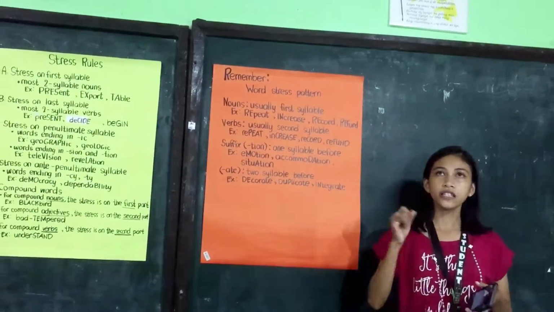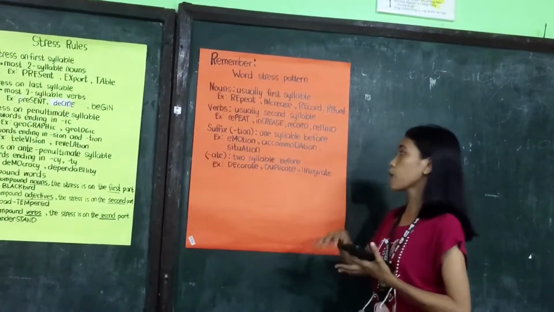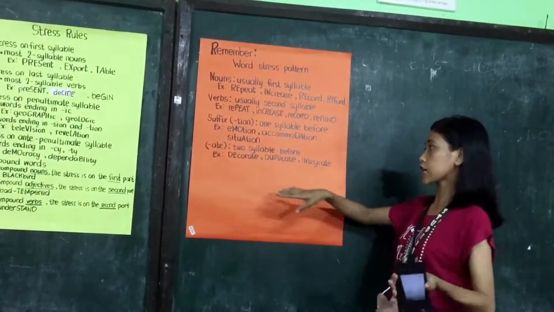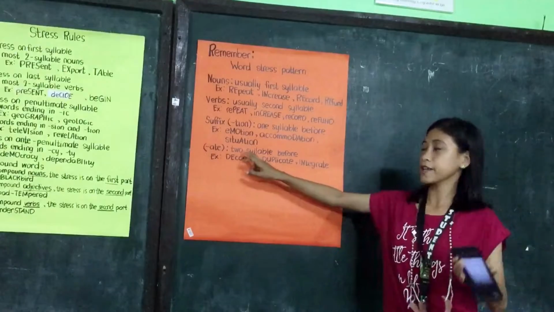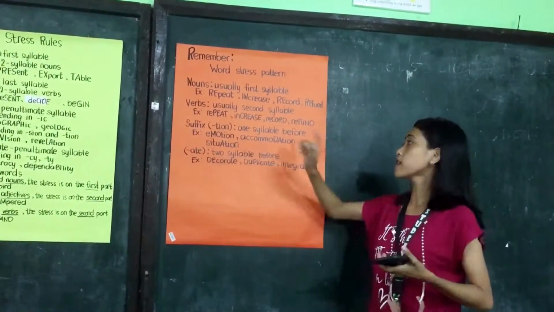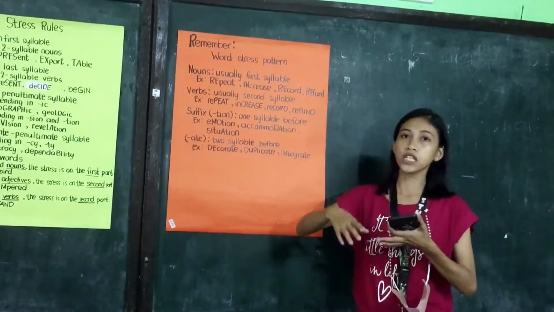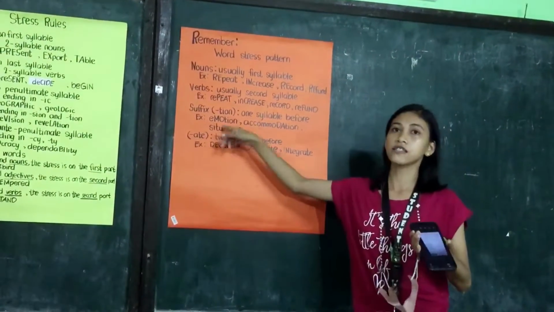Situation has 3 syllables, so we are going to put the stress here in the A. Why? Again and again, -tion is one syllable before, so before the -tion, the stress must be put in the A. So the stress here is in the A.